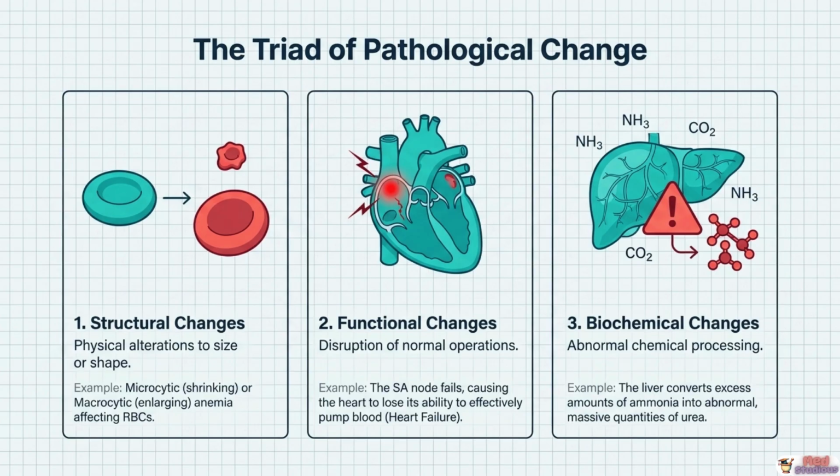The structural component may be subtle, but the functional consequence, impaired cardiac output, is what kills the patient. The third category is biochemical changes, abnormal chemical processing within diseased cells. In severe liver disease, the failing liver converts excess circulating ammonia into massive quantities of urea via the urea cycle, producing hyperammonemia and eventually hepatic encephalopathy.